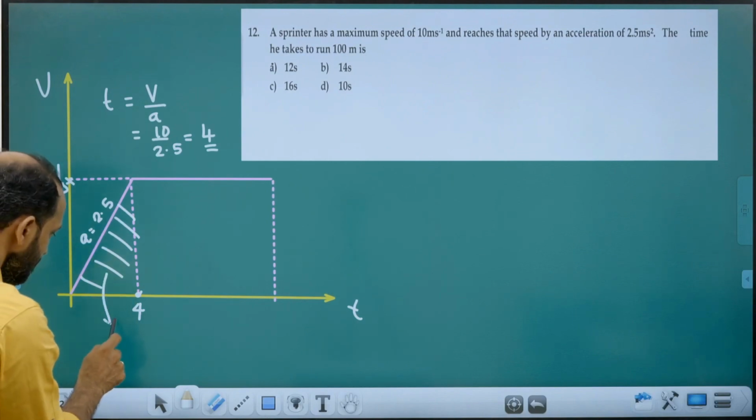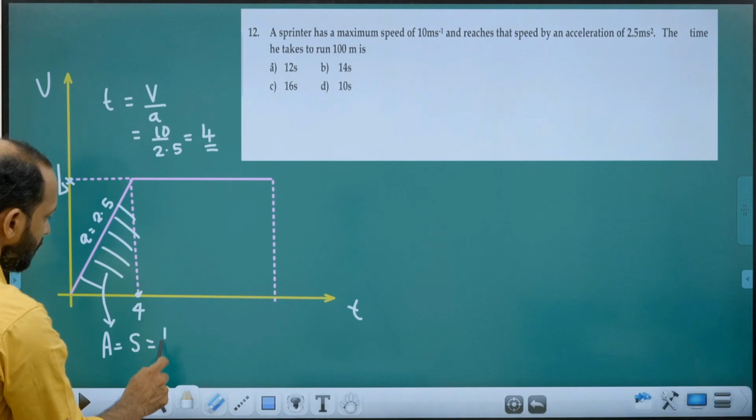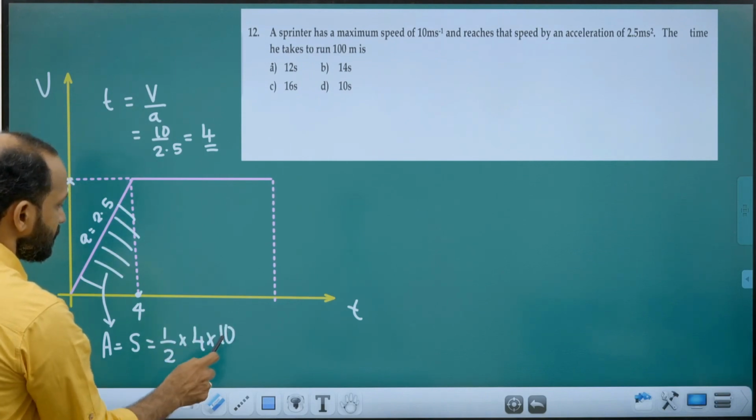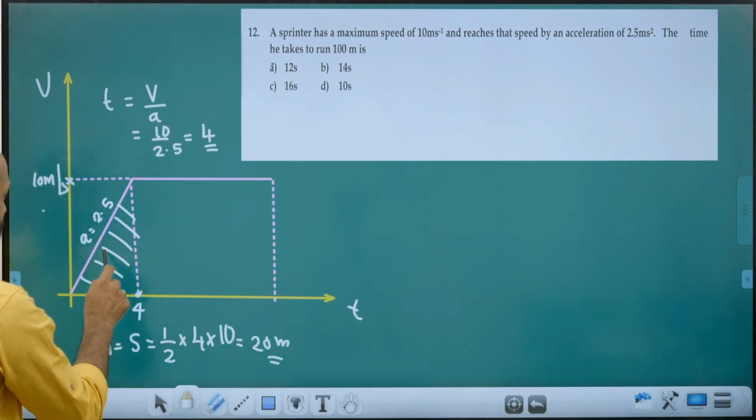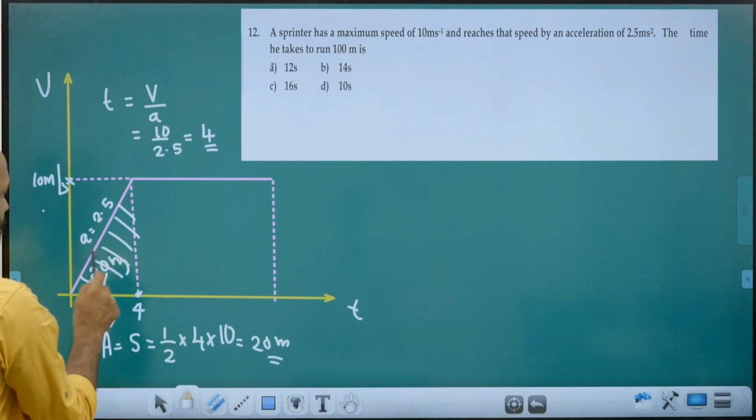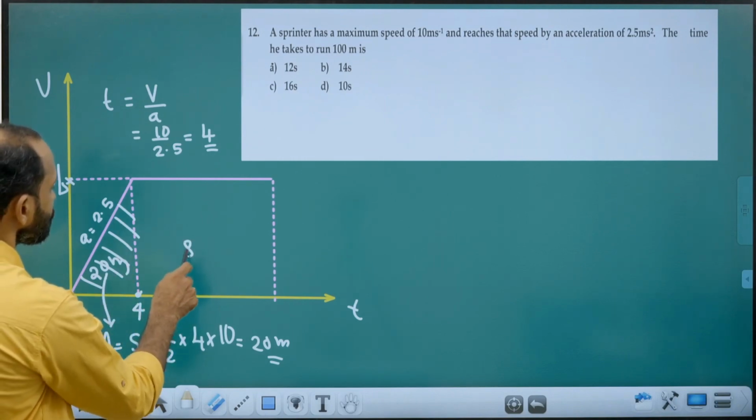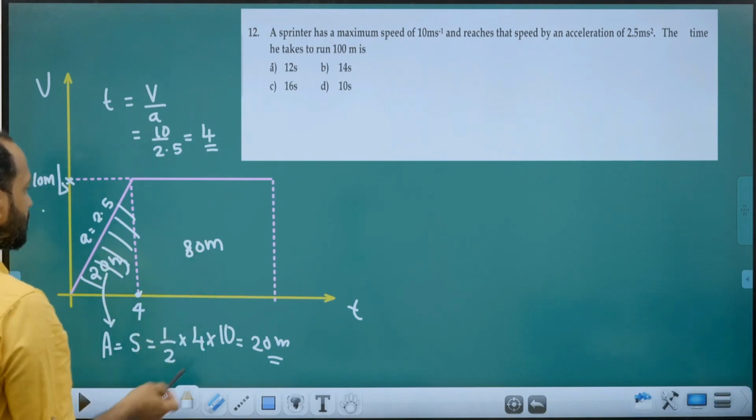What is this area? The area, that is the displacement S, is equal to half into base into height of that triangle. That is 40 by 2, that is 20 meter. So this area is 20 meter. The total distance is 100 meter. So the distance within 4 seconds is only 20 meter. The rest of the distance must be 80 meter. Then the total distance is 20 plus 80, 100.